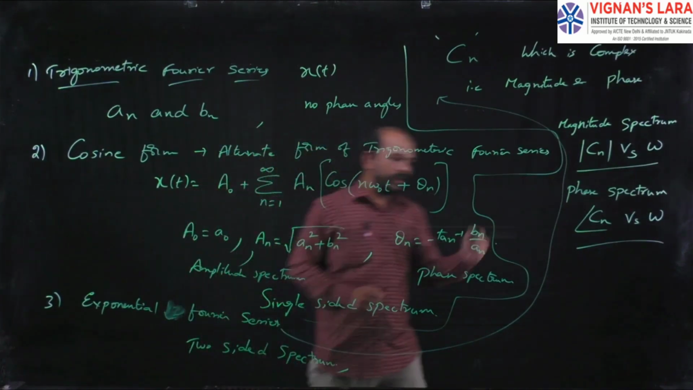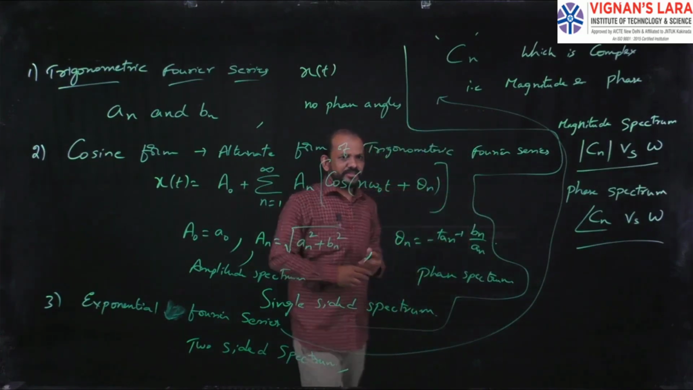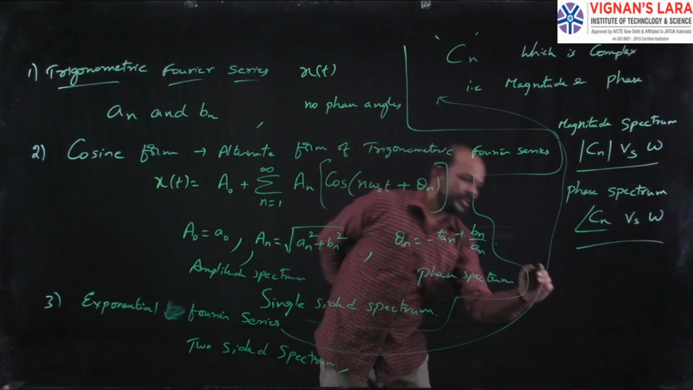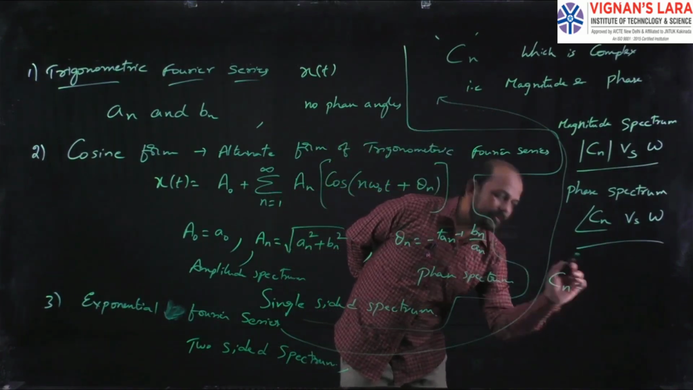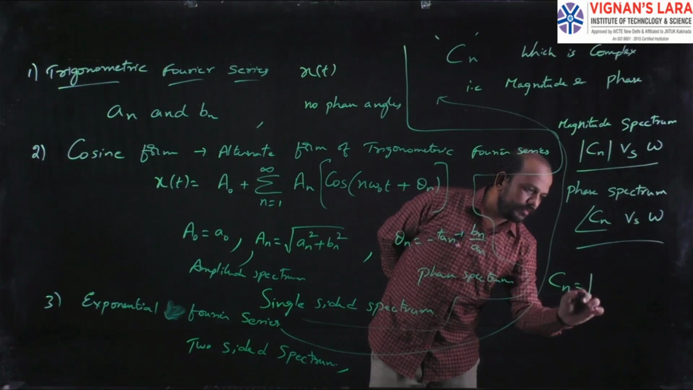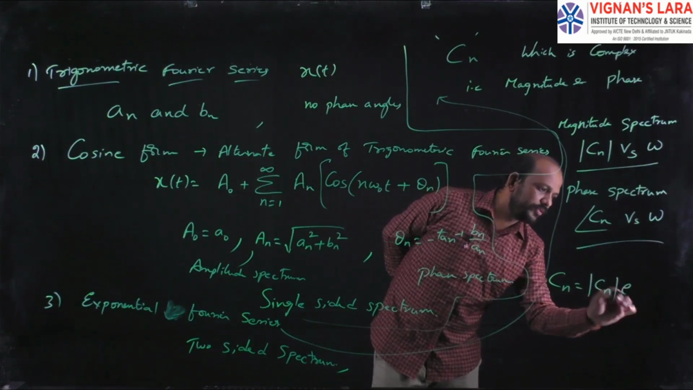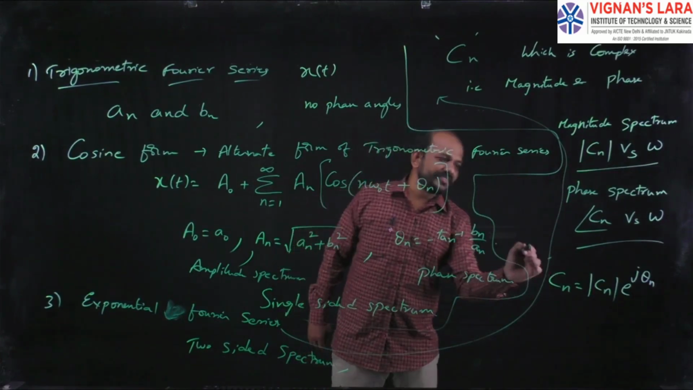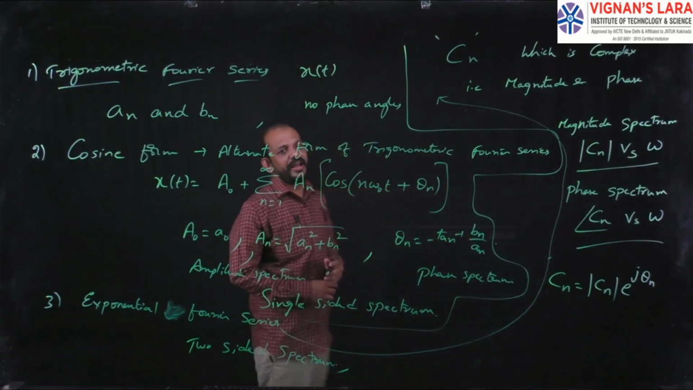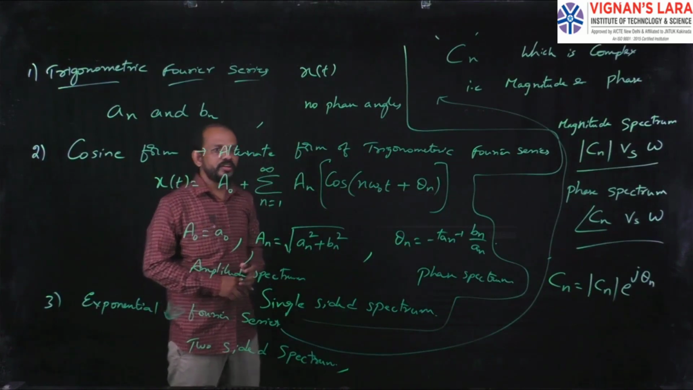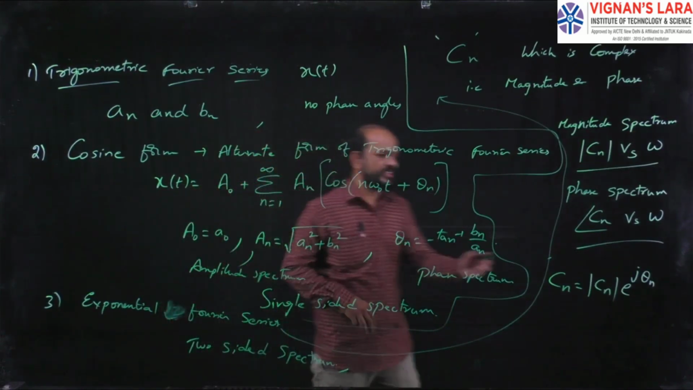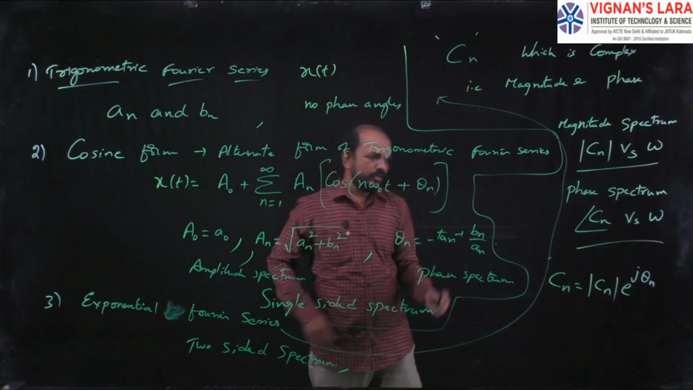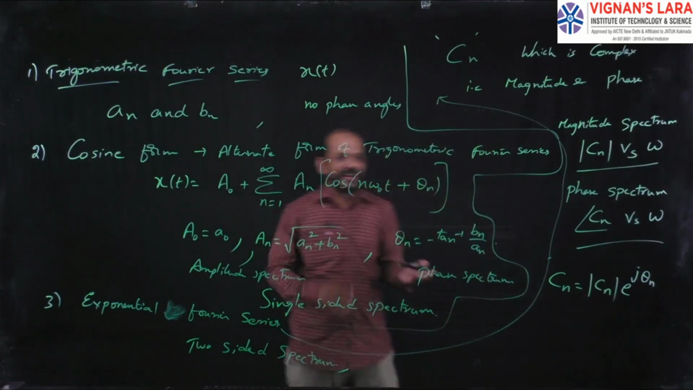Okay. Now we all know Cn in general is a complex number. So Cn can be represented with some magnitude, mod of Cn, into e power j theta n, with some phase angle. So Cn is some magnitude into e power j theta n. Now, this coefficient exists for negative frequencies also.